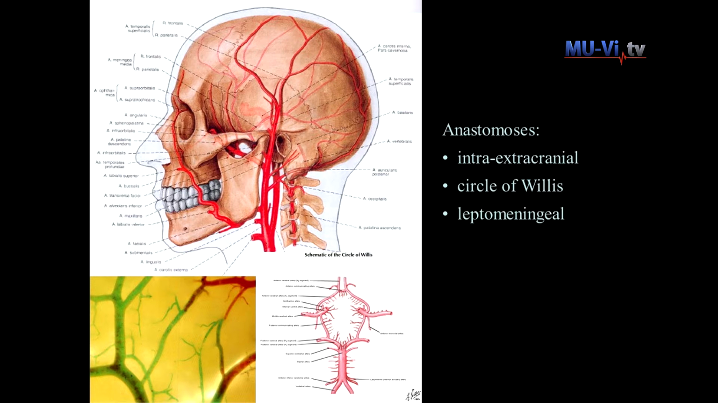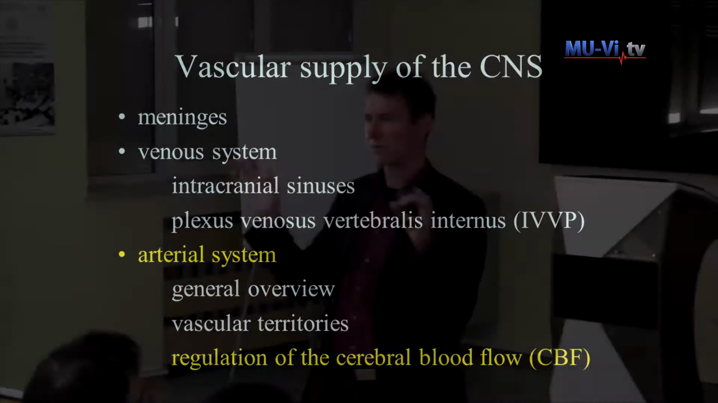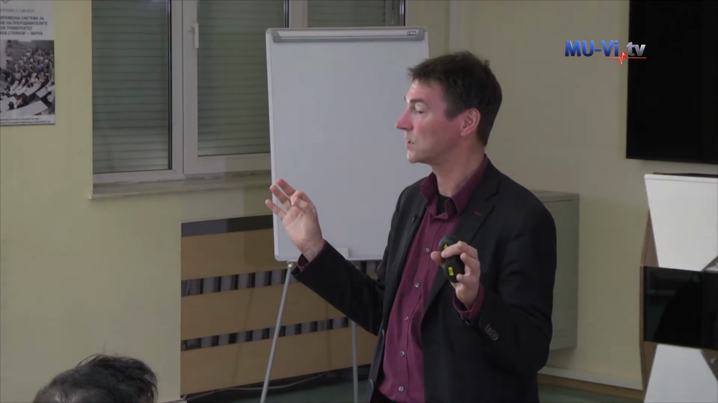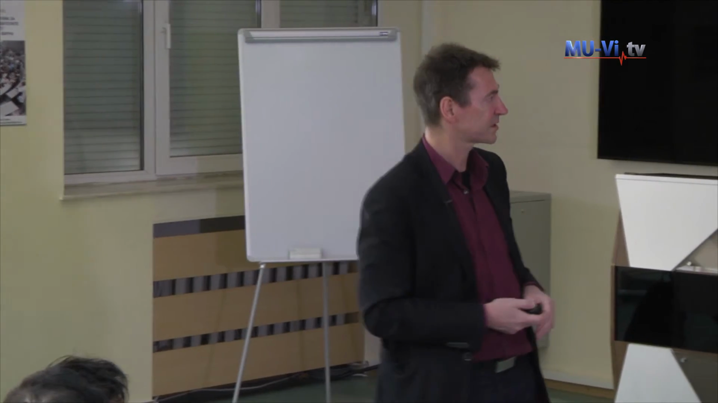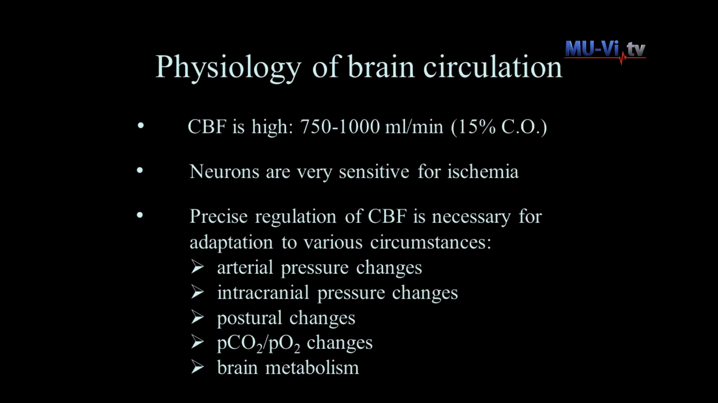And this brings us to the final part of the lecture, the regulation of the cerebral blood flow, which is a difficult thing to understand, but it's very important. And I will try to present the main lines. There are so many details to know about it, and to be honest, so many things we don't know yet, but I will try to present the main line. So first, let's have a look at the physiology of the brain circulation.